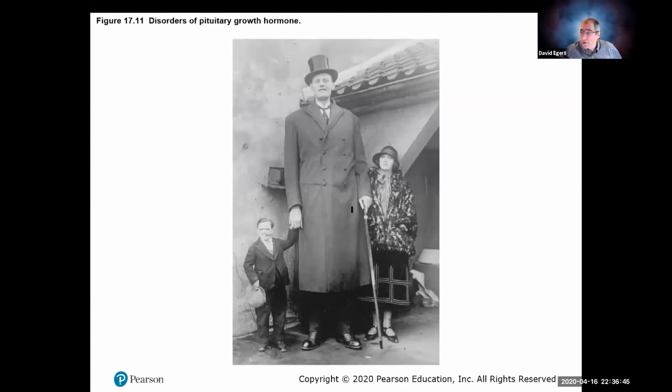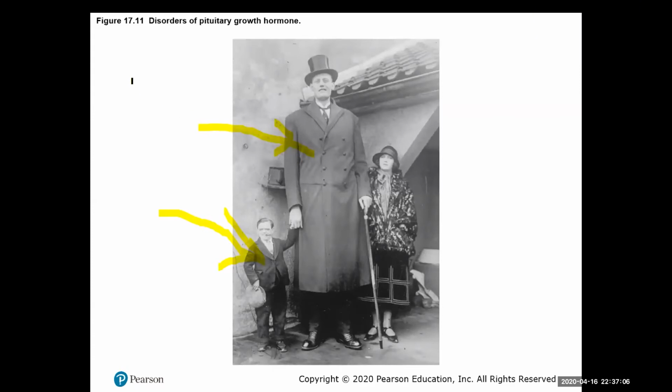Oh, this is showing pituitary gigantism and pituitary dwarfism. This is kind of cool. So which hormone are you not getting enough of, or getting too much of, during growth if you're this dude or this dude? Growth hormone. Yeah, it's growth hormone. So you can see it's pretty dramatic.